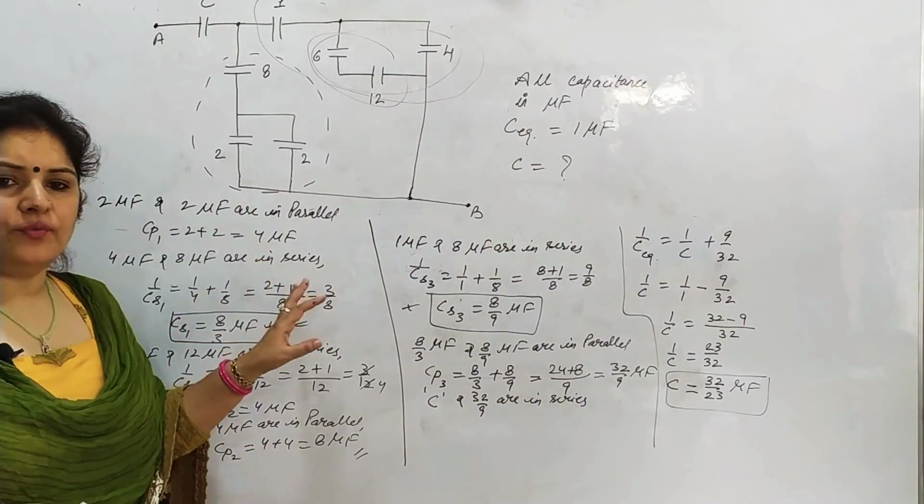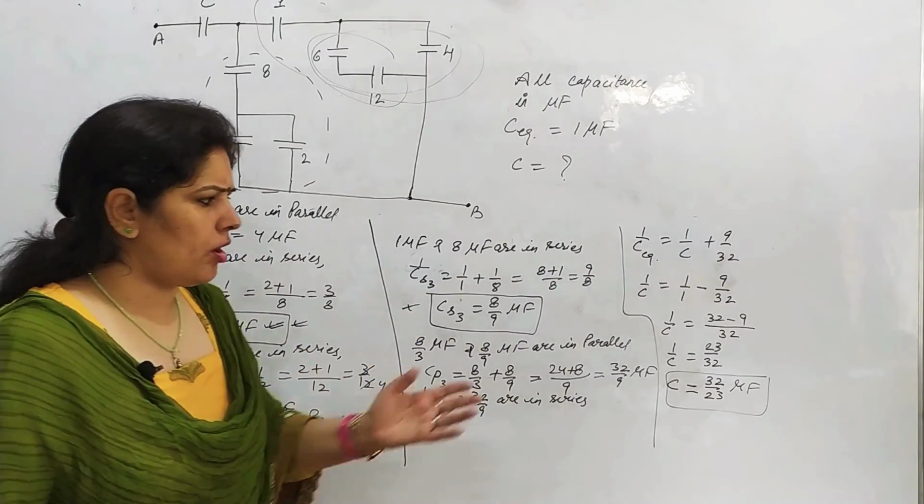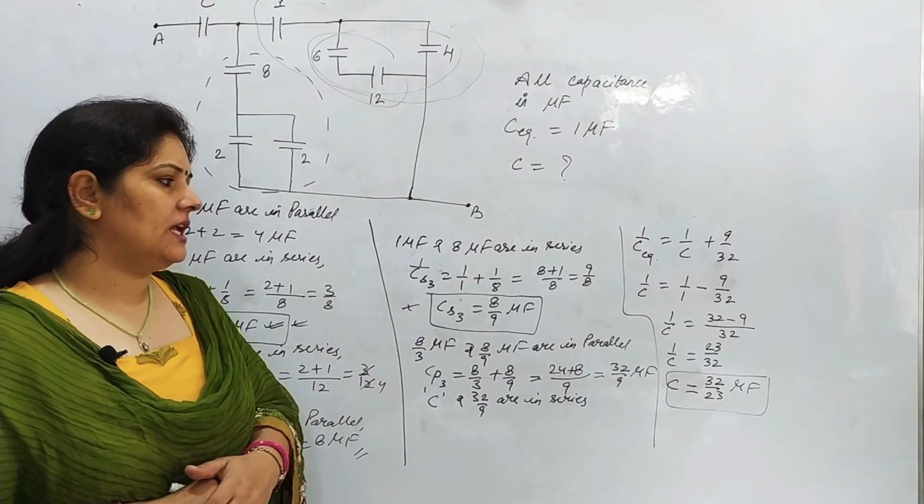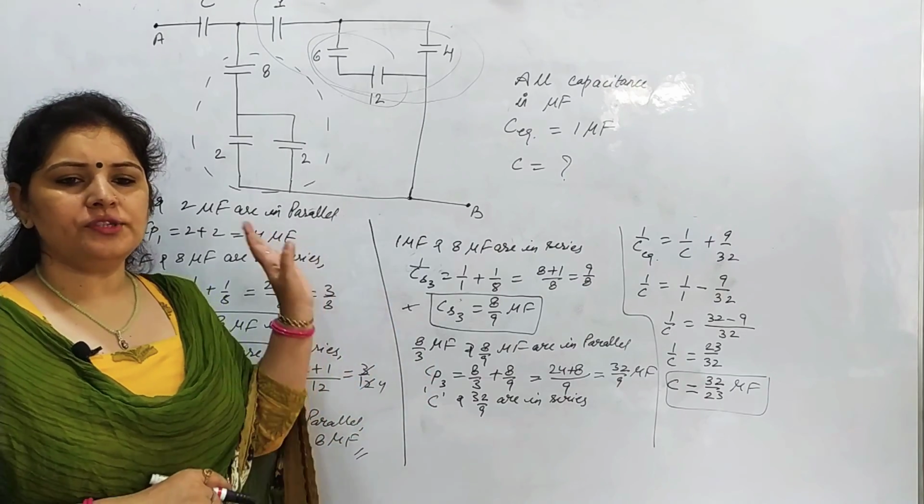So that is how we have to go step by step and solve it. Yes, you can write in decimal also or you can leave it like this. So the final answer is 32/23 microfarad. Any doubts anywhere, please ask.